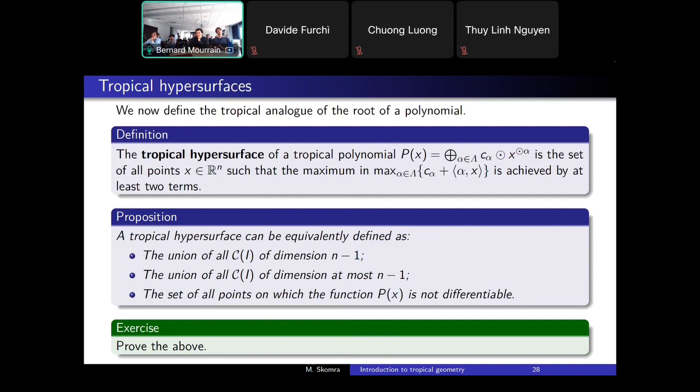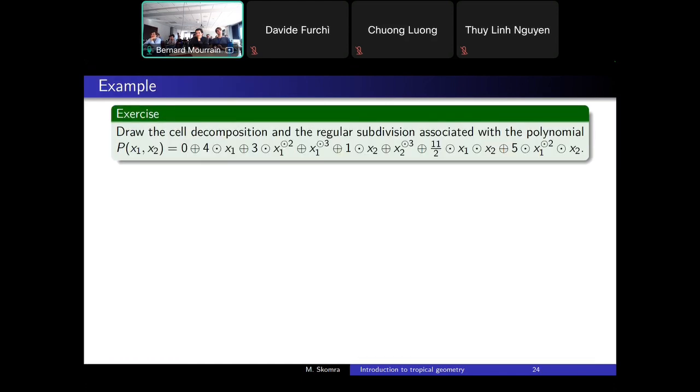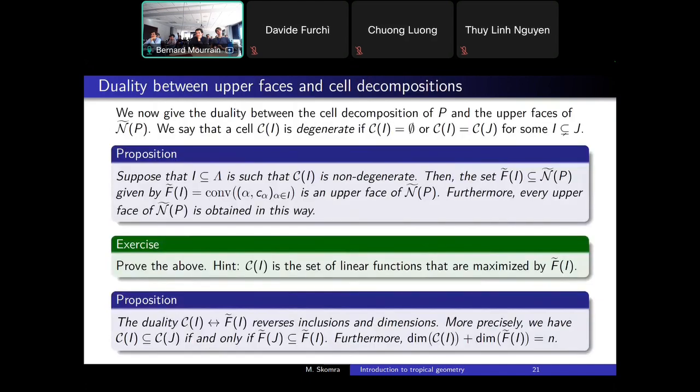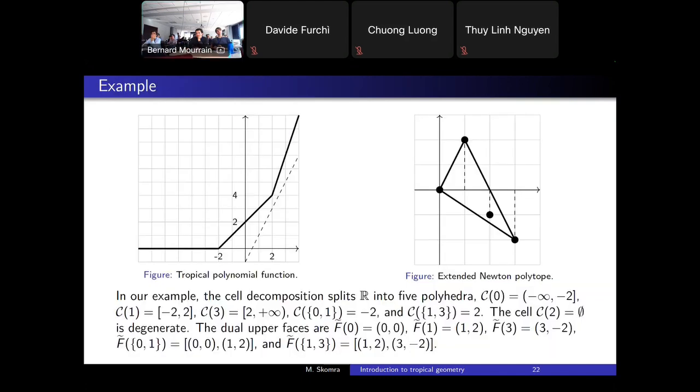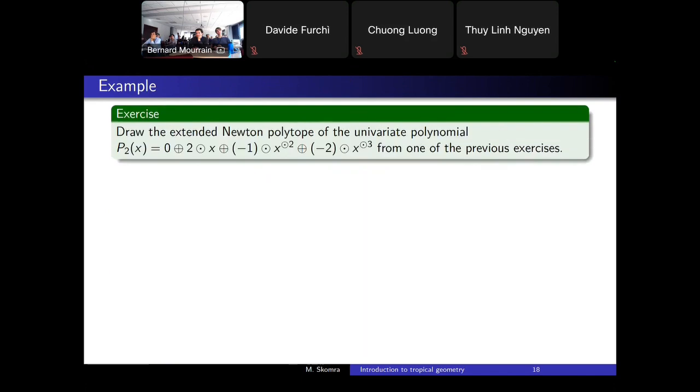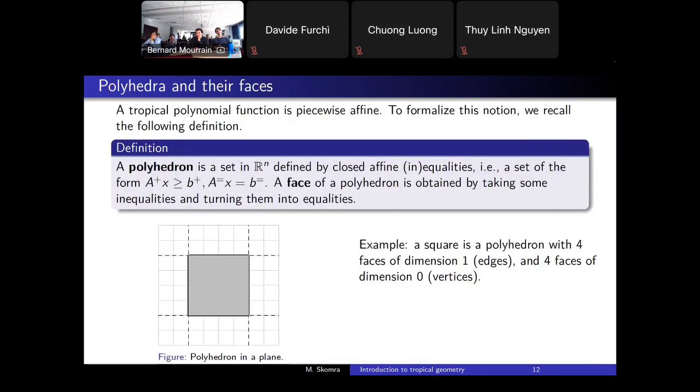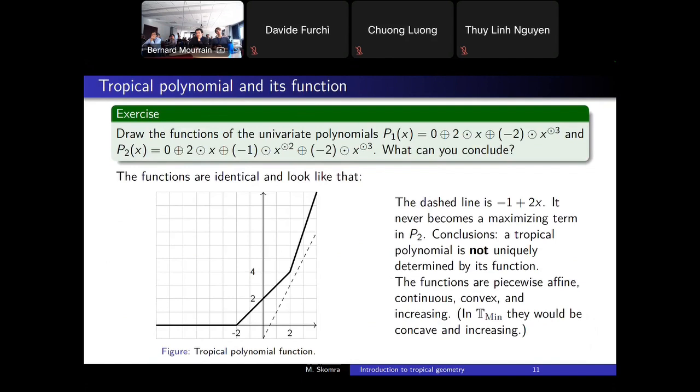I'm still trying to wrap my head around the differentiability. Okay, let me show you this on an example. Here is a univariate tropical polynomial. This is a maximum of 3 affine functions, which is the function that I drew here.